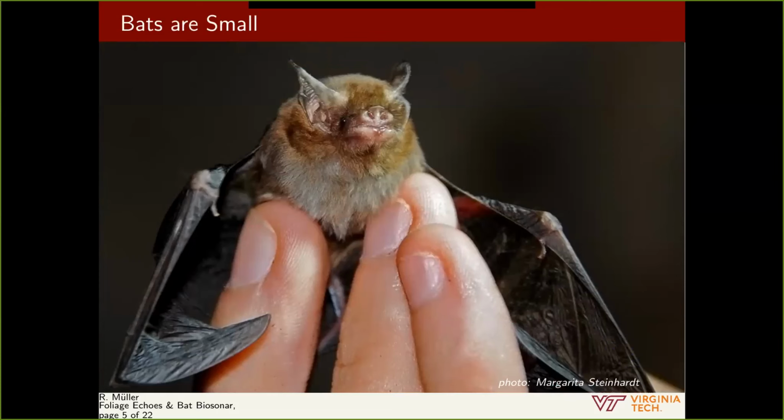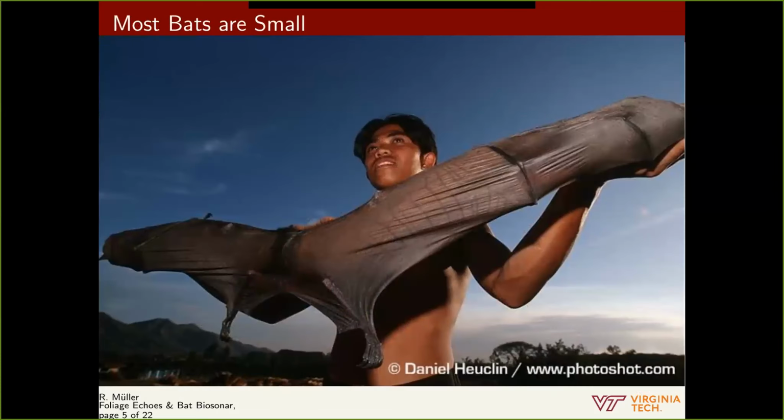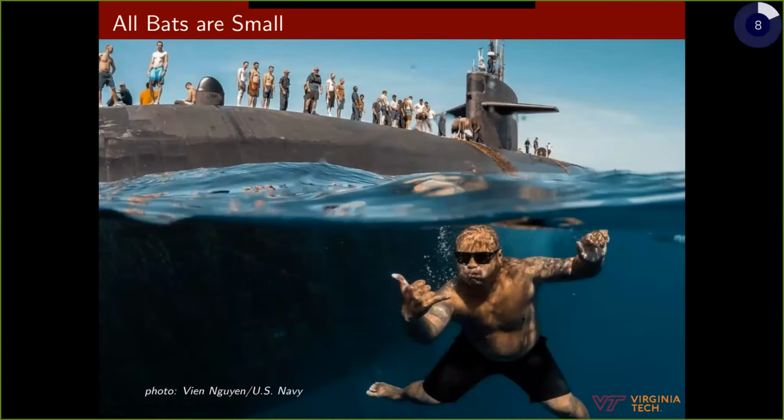There are the other extremes, bats that are really large for a bat. But compared to, say, a nuclear submarine, they're still small, right? So I selected these two pictures where I have a half-naked man as a reference both for the bat and for the submarine, and you can see that the submarine still wins when it comes to size. So the submarine is a lot better when it comes to being large compared to the wavelength, and that matters.